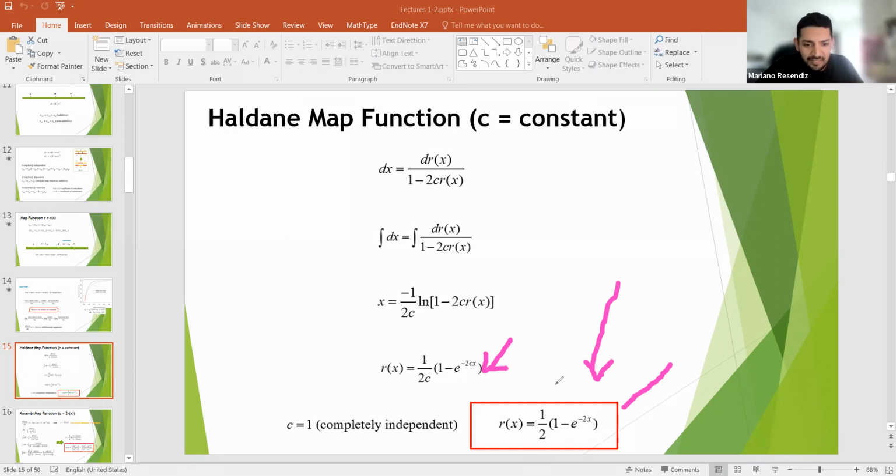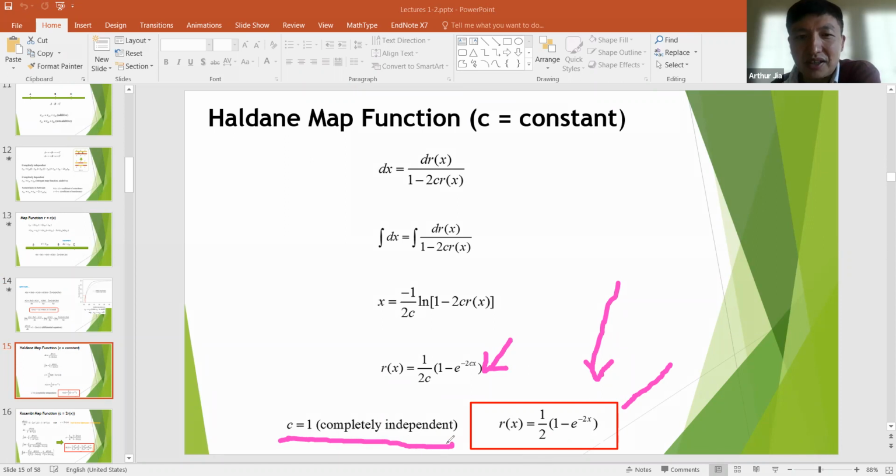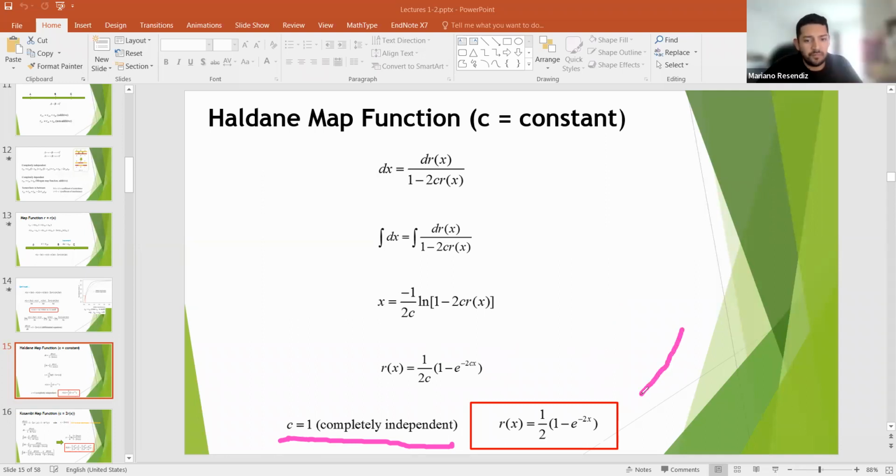The bottom one, yes. In this case, C equals 1, which means 100% completely independent. Okay, that's fine. You use this formula to calculate what?